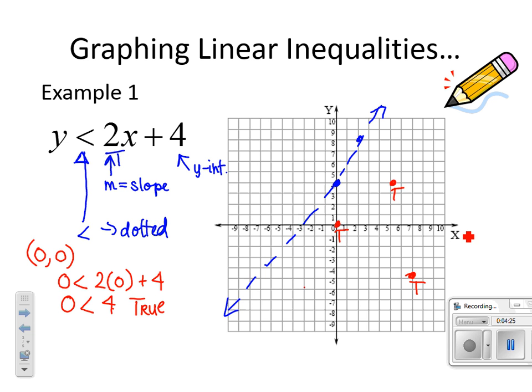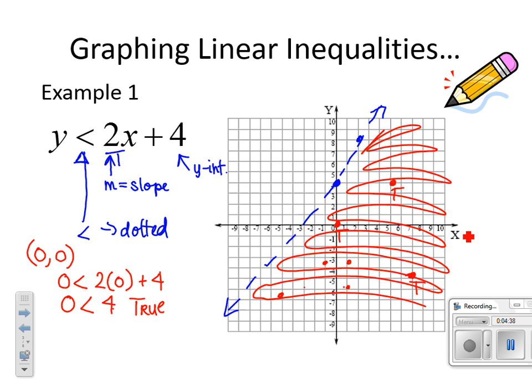So if this point is true, this point should be true, and this point should be true. And every point over here, no matter if it's in the middle, negatives, in the halves, 3/4, every one of these points would be true. And so I would shade everything in the true region. Notice I didn't shade anything that wasn't true. Okay, so that's how we graph a linear inequality.